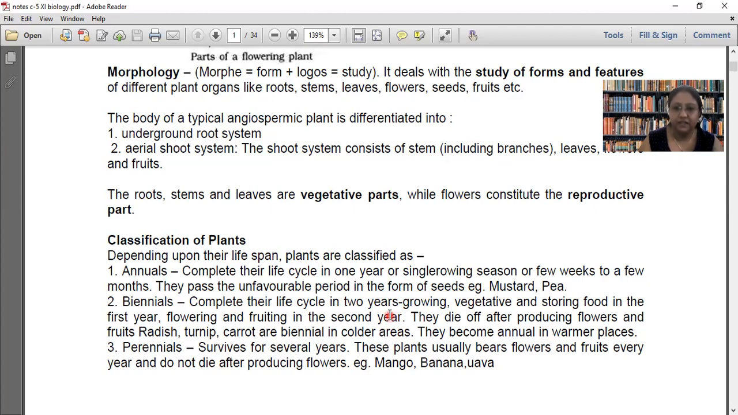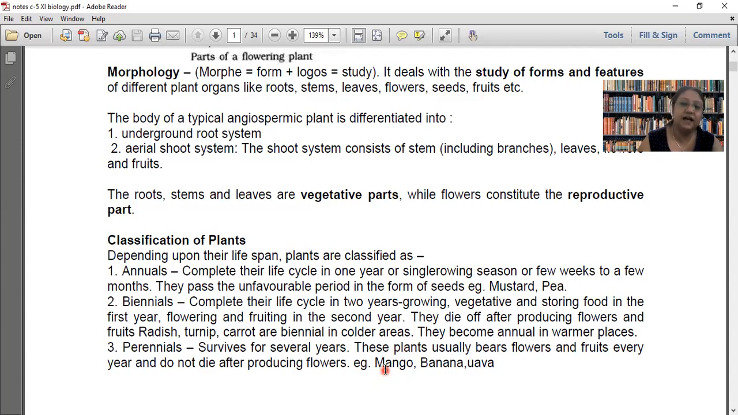That is, in the first year they store the food material in their flowering or fruiting organs. They are getting ready for reproduction in the first year. In the second year, they go for flowering and fruiting, and in the second year they complete the reproduction and complete their life cycle.